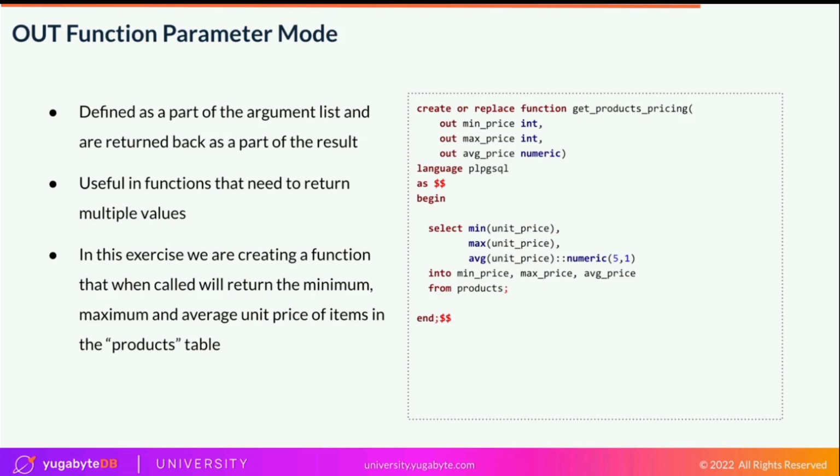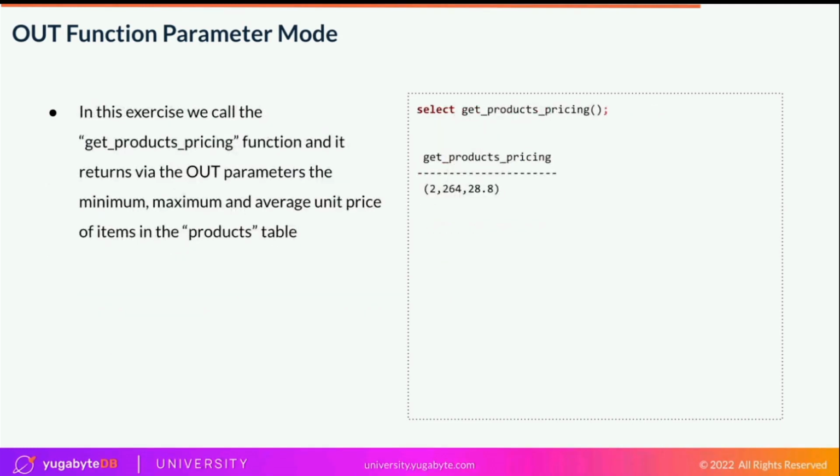So you can have the OUT function parameter. For example, in this example, we have min, max, average price, and so forth. That will give that quote unquote record of that. I can set it as a record if I want to be more specific.